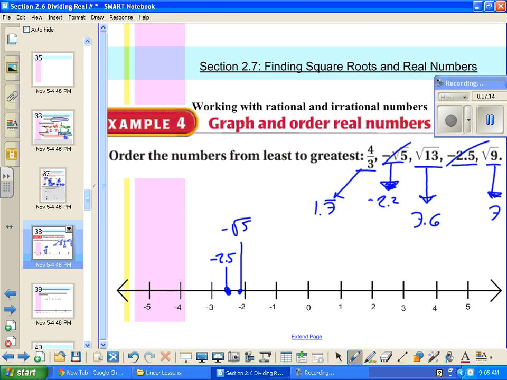My other 3, let's see, it looks like my lowest one is 4 thirds right here. 4 thirds, that fraction. And then square root of 9 lands right on 3. And then square root of 13 ends up being 3.6, so a little farther down the way. Square root of 13, 3.6.